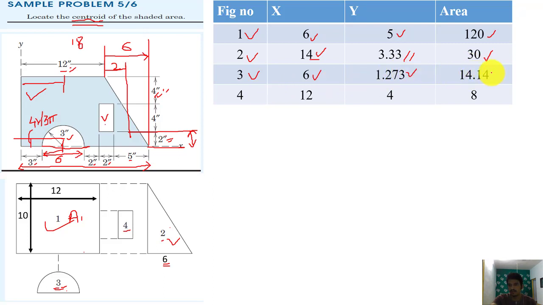Then area. For the area of a semicircle, you can use pi r square by 2, okay, pi r square by 2. Then for area 4, that will be this rectangle here, whose size is 2 by 4. So again for the x intercept, the centroid: from here to here is 4 by 2.